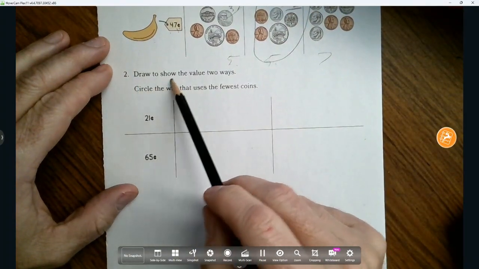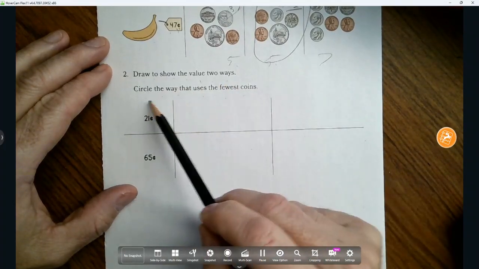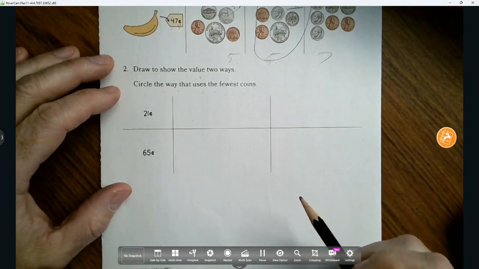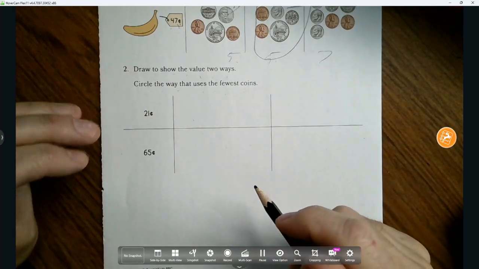Number 2 says, draw to show the value 2 ways. Circle the way that uses the fewest. So we need to make 21 cents twice and 65 cents twice. I will help you with 65 cents. You can do 21 cents. You want to do it.